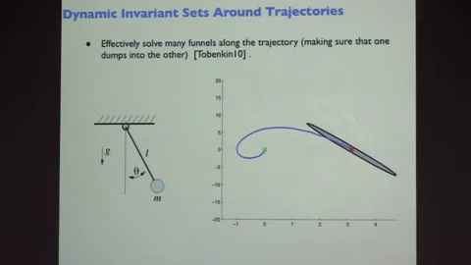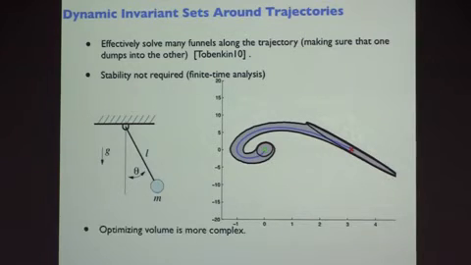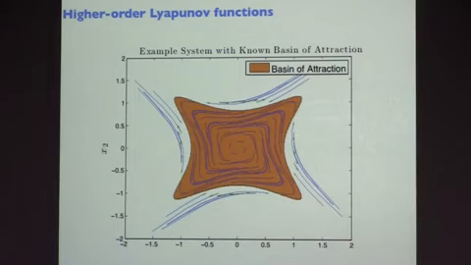So we can now do the same thing where we compute a finite time invariance. What is the set of initial conditions around this initial condition that will stay close to this trajectory and make it all the way to that other region? We can compute that efficiently with the same tools. Okay, and stability is not required for finite time problems, of course. The notion of optimizing volume is more complex, but we've got some heuristics. We can do higher order Lyapunov functions.